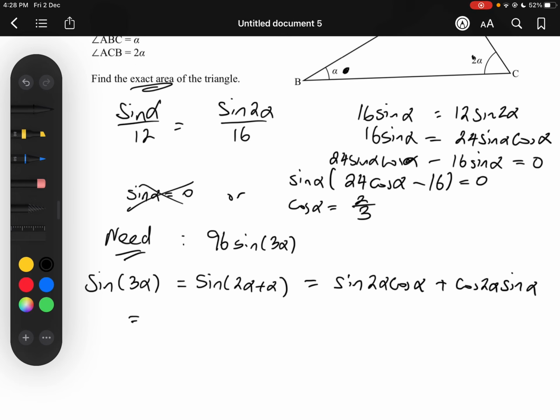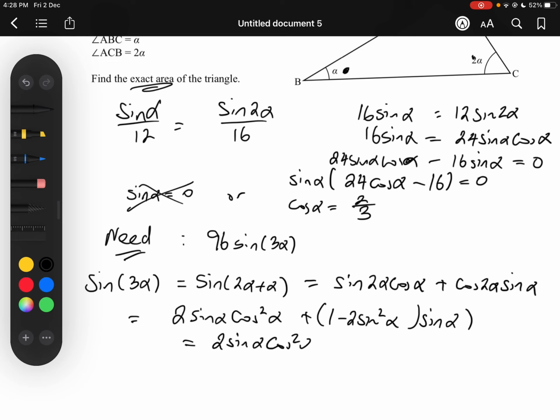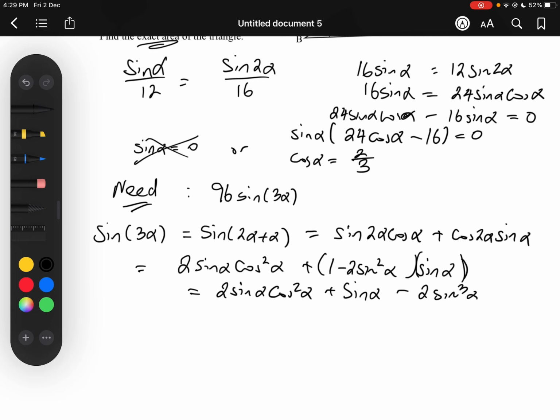So we have 2 times sine alpha cos squared of alpha plus 1 minus 2 sine squared of alpha times sine alpha. So that equals 2 sine of alpha cos squared of alpha plus sine alpha minus 2 sine cubed of alpha. So now we have our equation in terms of only sine alpha and cos alpha.